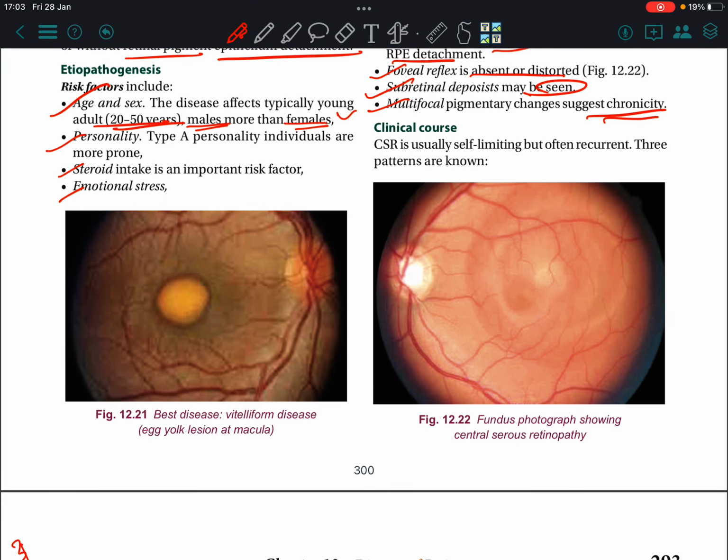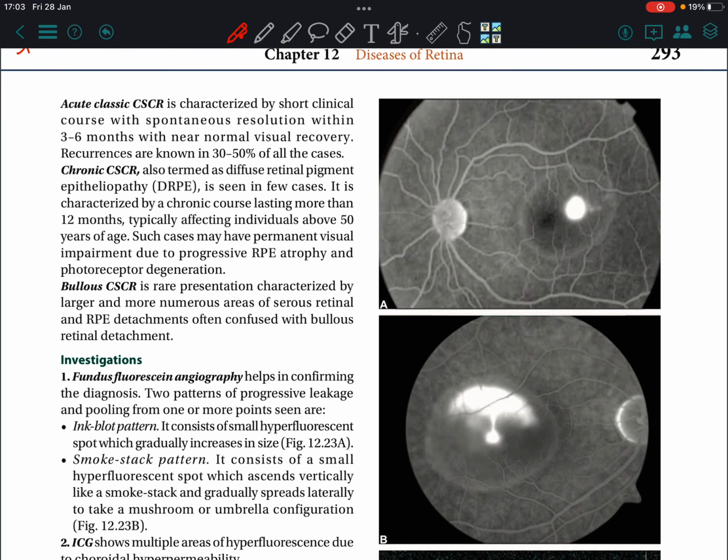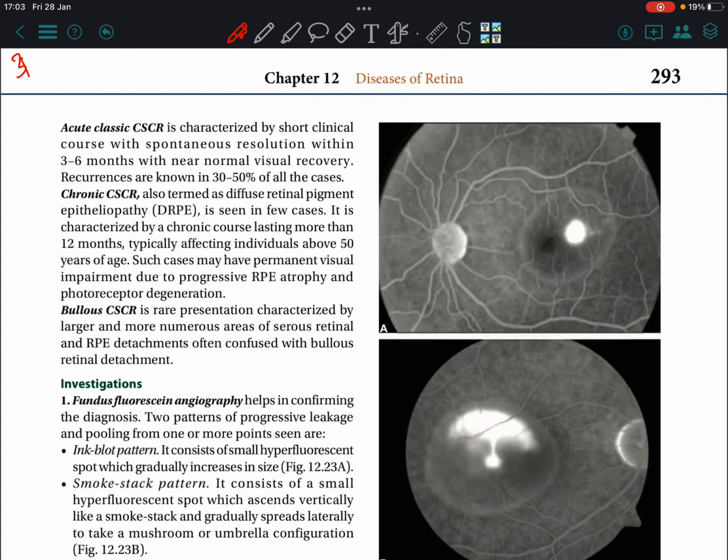Clinical course: CSR is usually self-limiting but often recurrent. Three patterns are known: vitelliform disease, an egg yolk lesion at the macula, fundus photograph showing ventral retinal central serous retinopathy. Acute classic CSR: fundus fluorescein angiogram showing ink blot pattern.